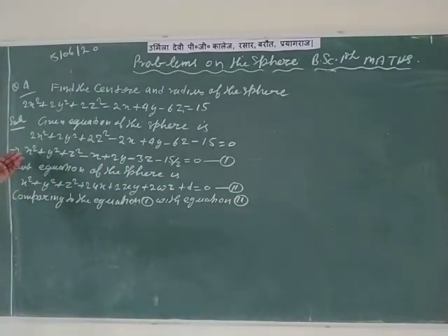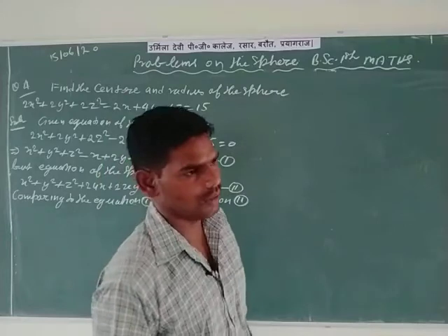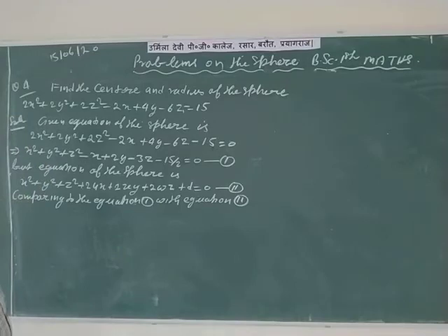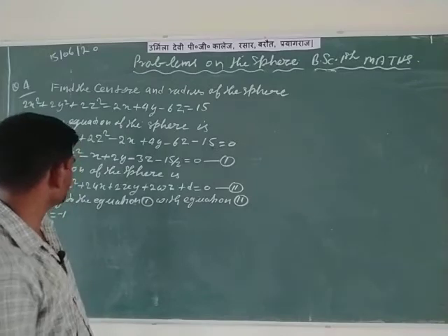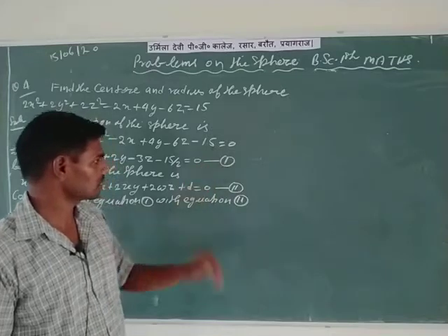Comparing, the coefficient of x square is 1, the coefficient of y square is 1, and the coefficient of z square is 1. After this, comparing the coefficients of x, y, z and the constant values, you can find the values of 2u, 2v and 2w. So 2u is equal to minus 1. Here 2u is the coefficient of x in the second equation, and minus 1 is the coefficient of x in the first equation.